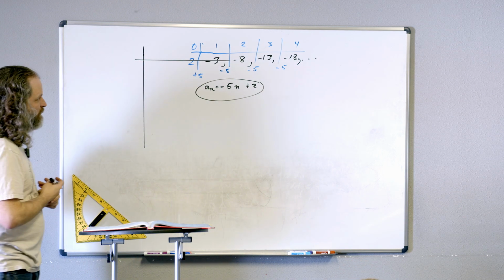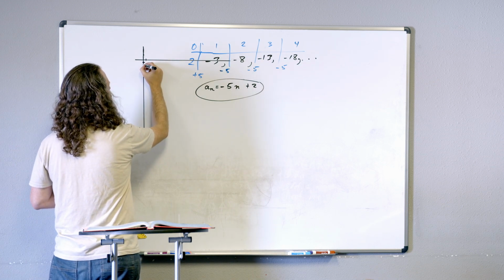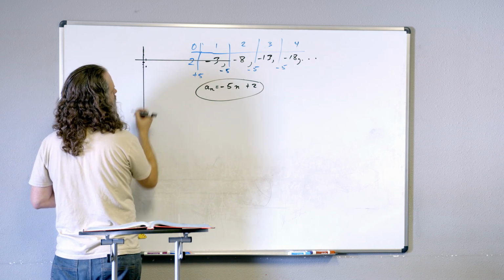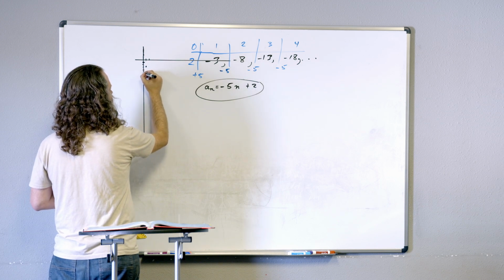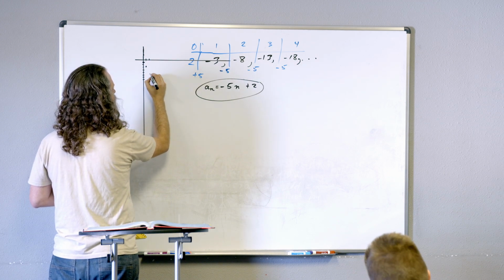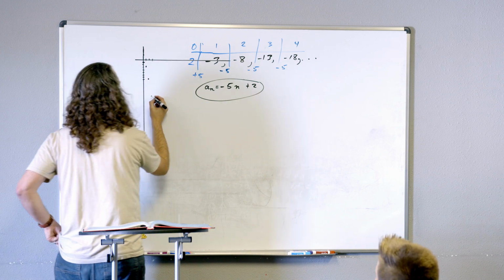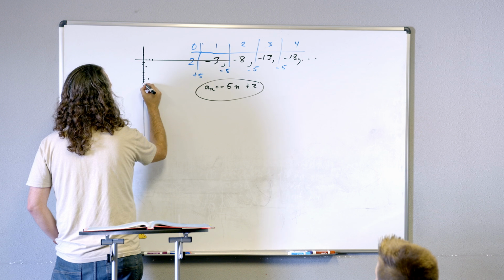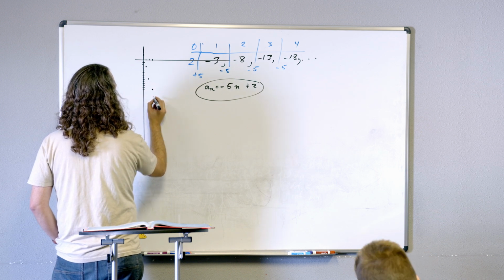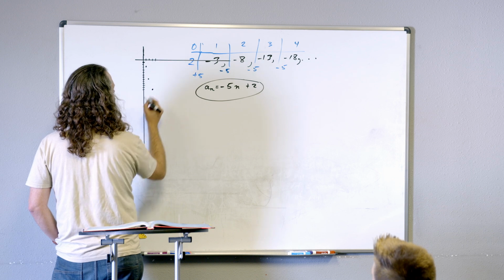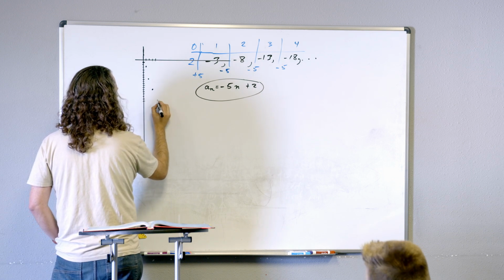Okay, so first one is at 1, negative 3. Next one is at 2, negative 8. So here, and then 3, negative 13. 1, 2, 3, 4, 5. And then at 4, negative 18. 1, 2, 3, 4, 5.